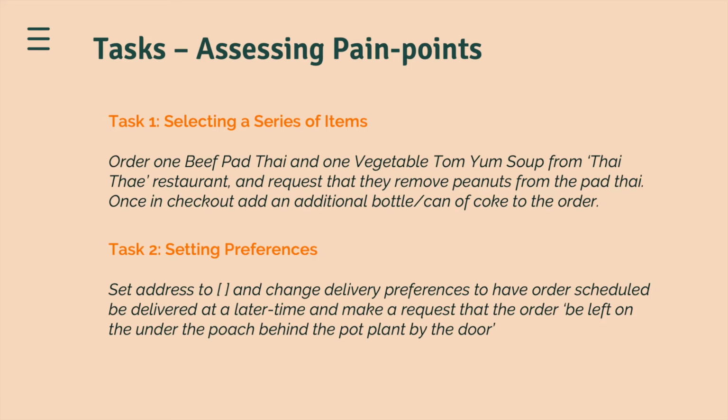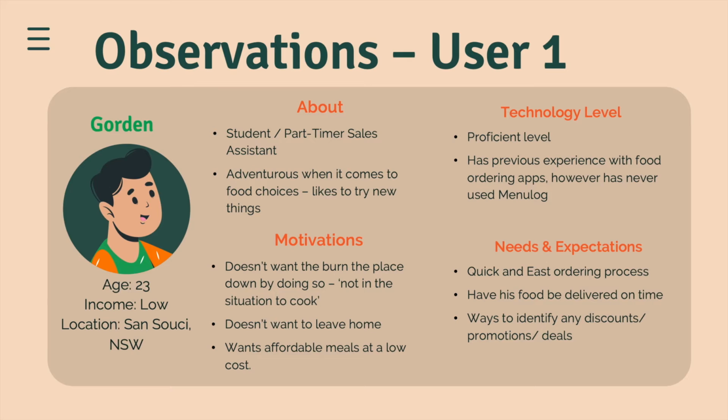In order to gain insight across a range of users, I observed two different users from different age groups and familiarities. The first user, Gordon, is a 23-year-old student and part-time sales assistant who is adventurous when it comes to food, however avoids cooking at all costs, as he doesn't want to risk burning down the house. Because of this, he's familiar with food delivery apps like Uber Eats. However, as noted, he has never used Menulog before.